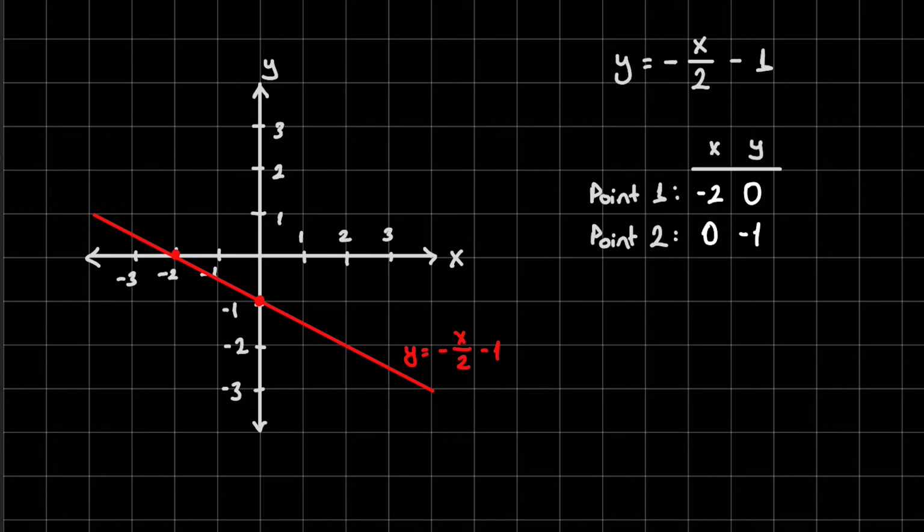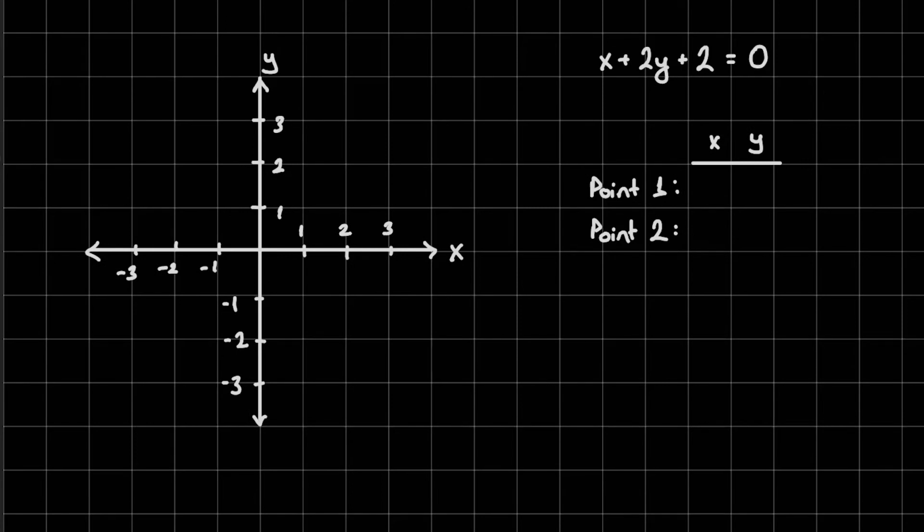Again, let's move on. So this time, again, we have an equation. This time the equation is x plus 2y plus 2 equals 0. So let's determine 2 points. Let's say that the x value of our first point is minus 2. When the x value is minus 2, what will be the y value? It will be 0. Now let's move on to point 2. When the x value is, let's say, 2, we assign 2 to x. Y will be minus 2 this time.